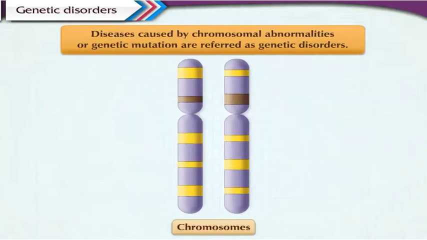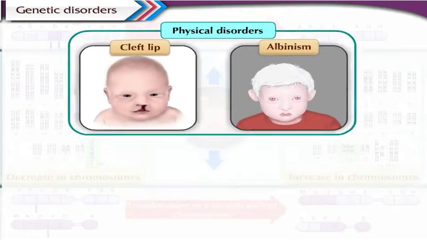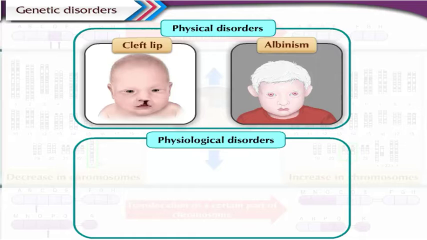Genetic disorders. Diseases caused by chromosomal abnormalities or genetic mutation are referred to as genetic disorders. In these disorders, there is either an increase or decrease in the number of chromosomes, or deletion or translocation of a certain part of a chromosome occurs. Physical disorders such as cleft lip and albinism, and physiological disorders such as sickle cell anemia and hemophilia are examples of genetic disorders.